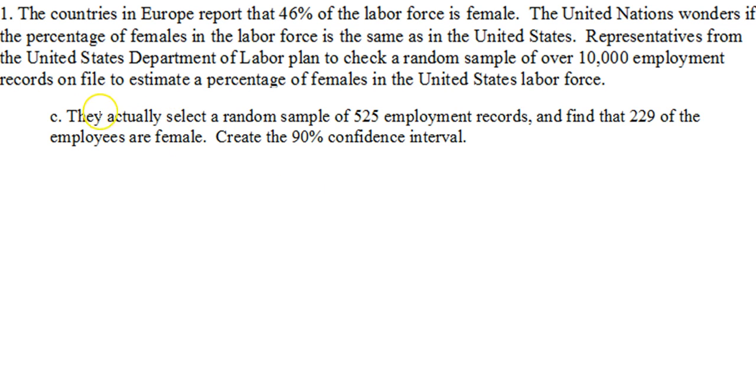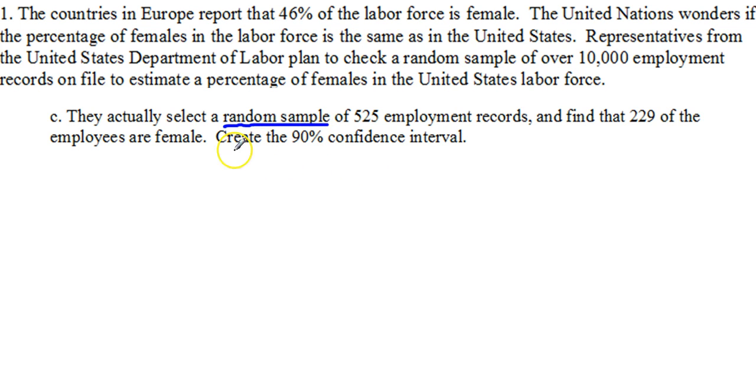What we actually are looking at in this particular part is they select a random sample of 525. And by they, I'm talking about the United States Department of Labor, because they want to create an estimate for the proportion of employees that are female in the U.S. So they go out, take a random sample of 525 employment records and find that 229 are female. They want you to create a 90% confidence interval. So first thing to notice here is, number one, this is a random sample.